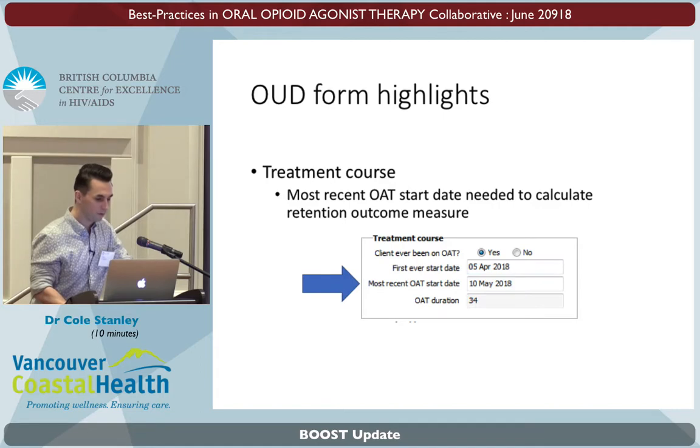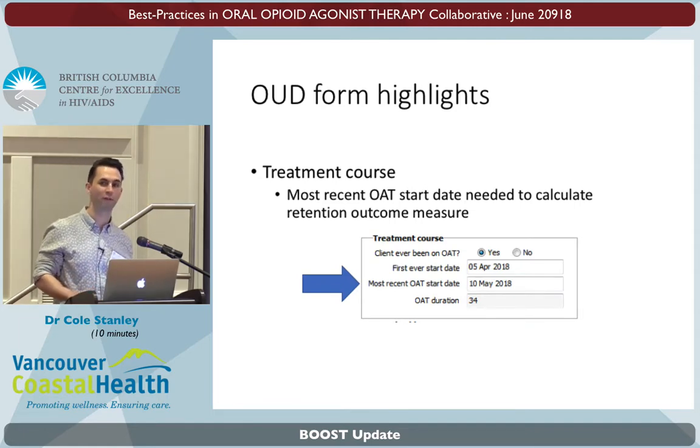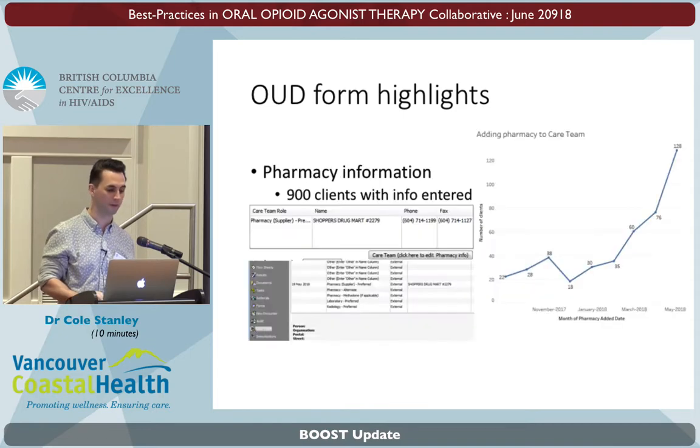I'll keep mentioning this. This is how we calculate retention. This most recent OAT start date will be set automatically if you do a new start or restart. But if it's missing, fill in your best estimate, and then we can get retention data out for those clients.